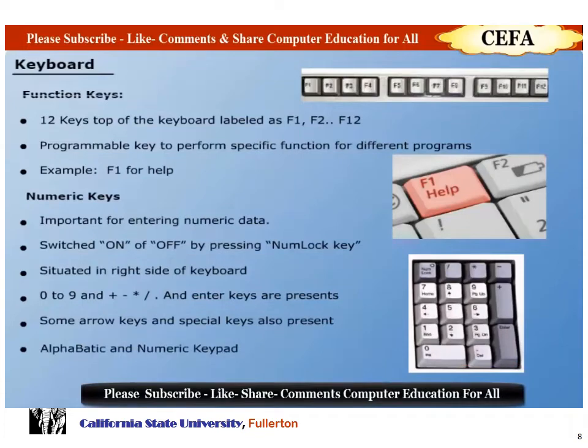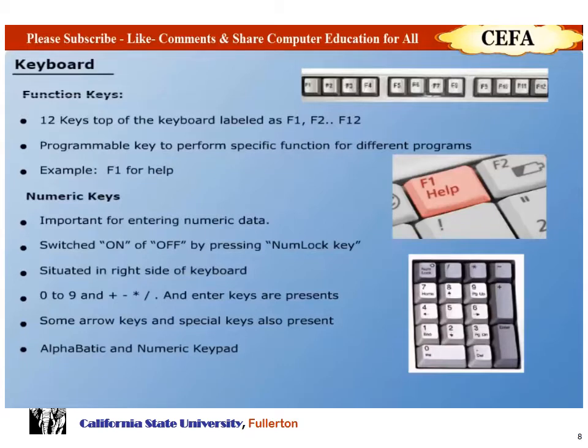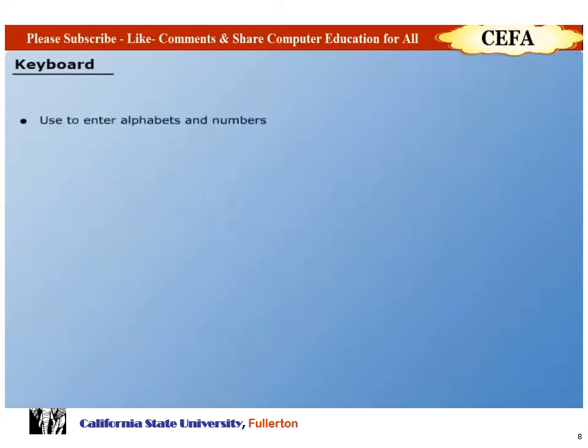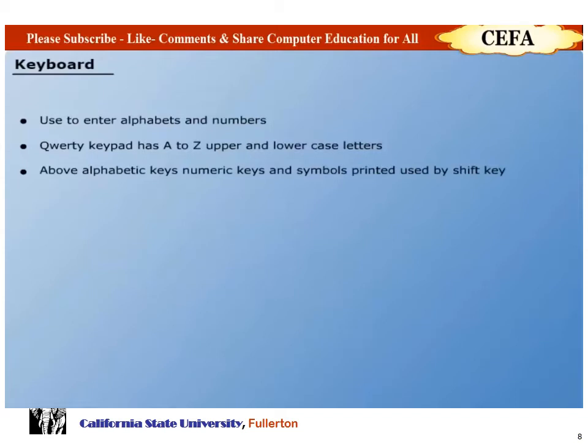Alphabetic and numeric keypad. The alphanumeric keypad has alphabetic keys and numeric keys. This is a standard keypad and is similar to a typewriter. These keys are used to type the character data as well as numeric data. It has a QWERTY keypad and is used to enter A to Z alphabets both in upper and lower case letters. In the above keypad, alphabetic keys and numeric keys 0 to 9 are present, and some symbols are printed and can be used by using the shift key.